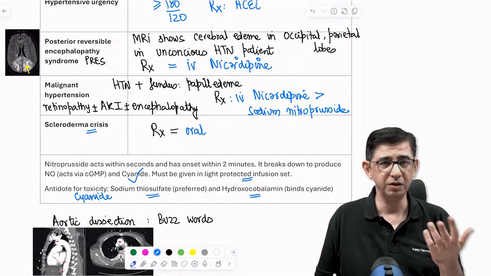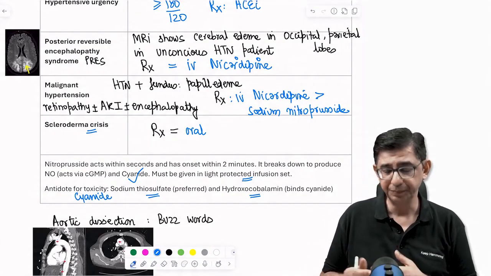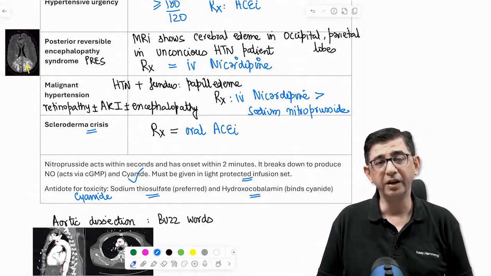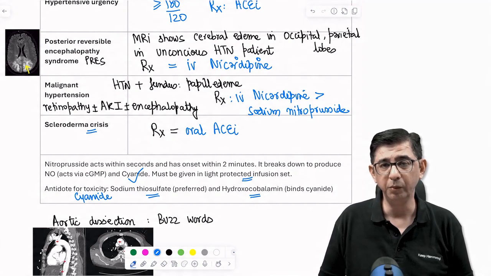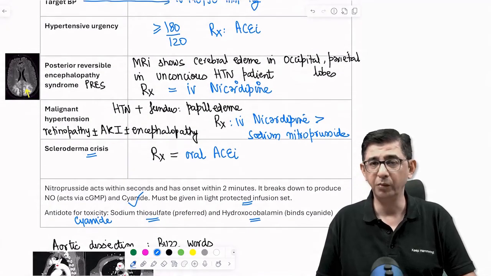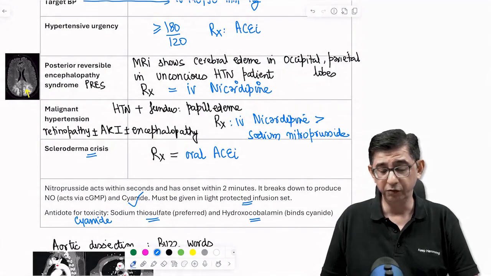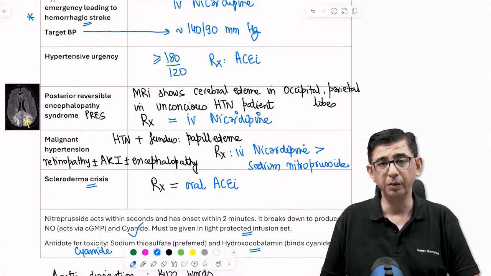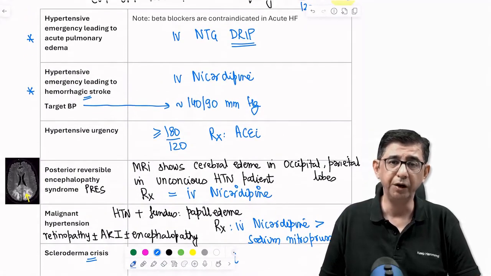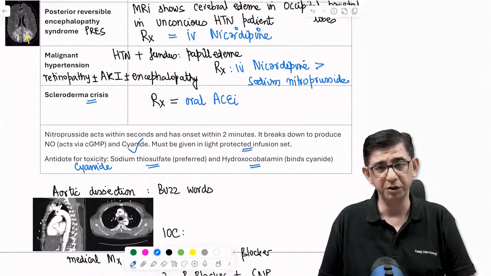Because in scleroderma crisis, it's a chronic long-standing disorder. I can't give IV drugs daily to the patient. So in spite of the fact that the MCQ will say the word crisis, you will answer as oral ACE inhibitors for management of this patient. So 2 times in this table, ACE inhibitors have come: hypertensive urgency and scleroderma crisis. But yeah, if there are neurological complications developing, nicardipine; if there are cardiovascular complications developing like acute pulmonary edema, then it is nitroglycerin drip that would be useful for management of these patients.